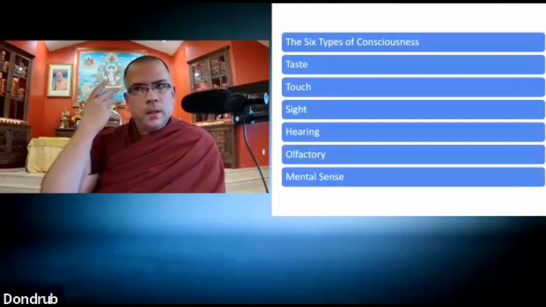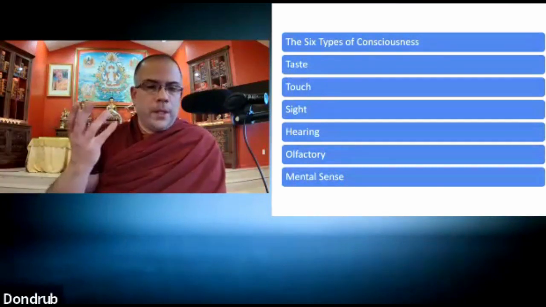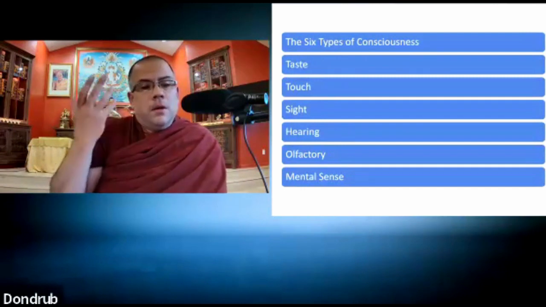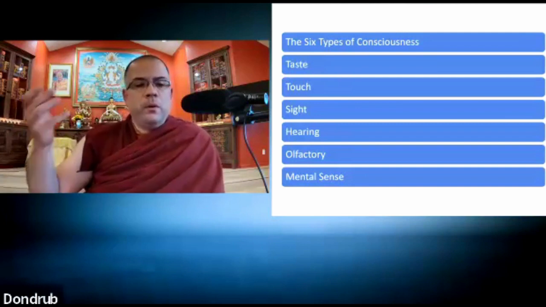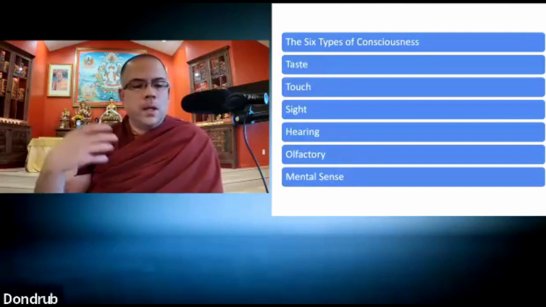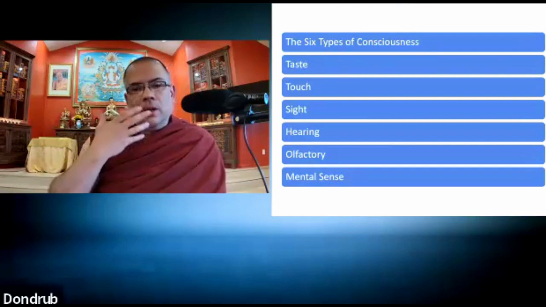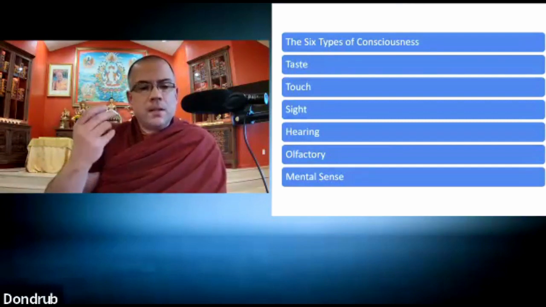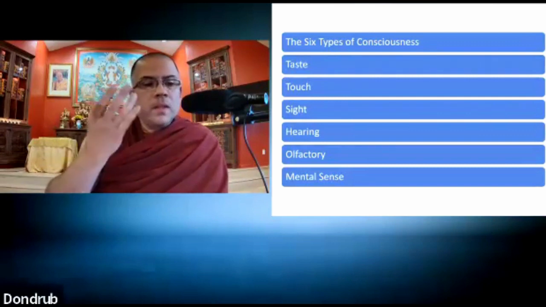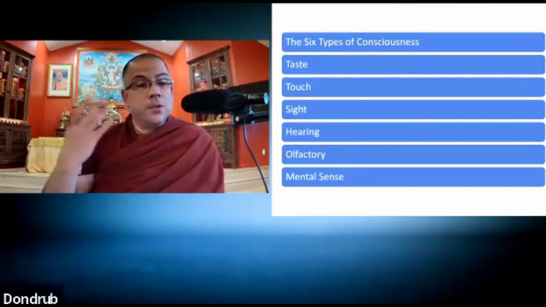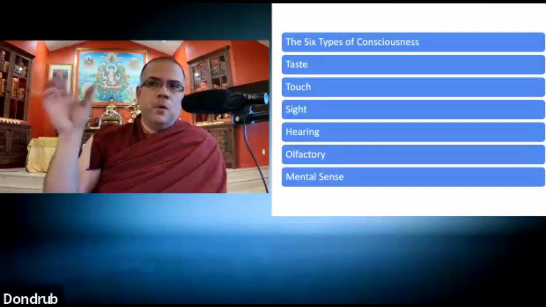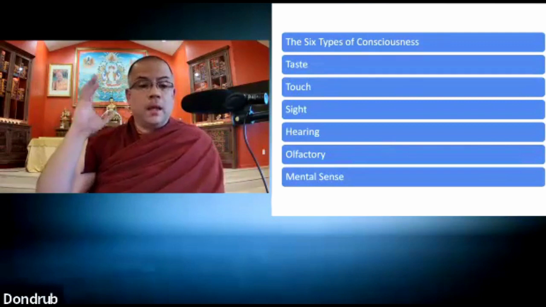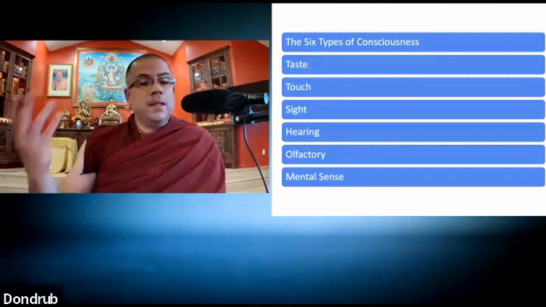We contact an auditory object through the sensory consciousness of the ear, the ear sense power, the ear sense consciousness. We contact a gustatory object, an object of taste, through the taste sense consciousness, and so on. So there are unique objects in the world, and we contact them through their respective sense power.